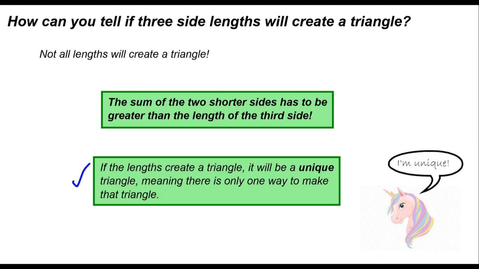That means there's only one way to make that triangle. So if I have a triangle that is 6 centimeters, 4 centimeters, and 7 centimeters, that's the only triangle we can create from those three side lengths. There's no other way to do it.